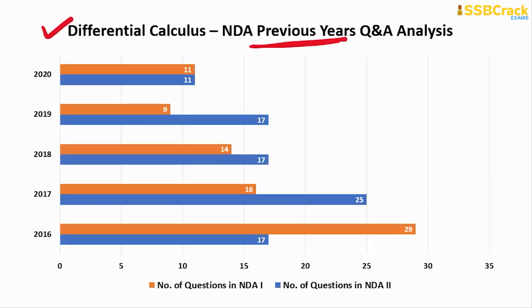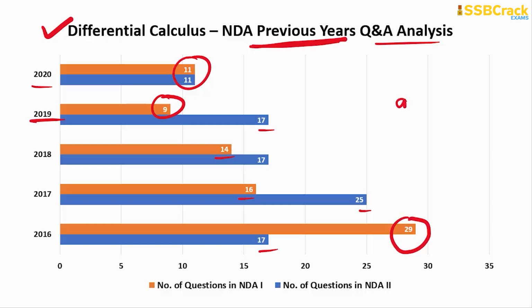But here is the first of all the previous year's Q&A analysis for you. You must know that for differential calculus, there were a minimum of 9 questions in NDA 1 of 2019 and a maximum so far of 29. But recently, in the latest 2020 papers, there were 11 questions. And you can see the numbers: 17 sometimes, 14 sometimes, 16 sometimes, 25 and again 17. So a good number of questions were previously part of the NDA paper.